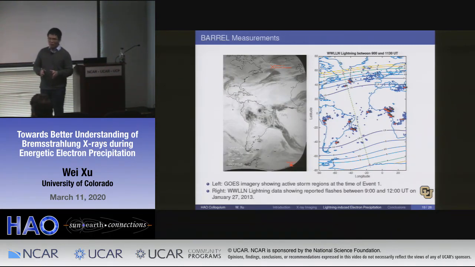The best lightning discharge we found is around 45 degrees latitude, most likely from this storm. But we need a peak current of more than 300 kiloamps for the lightning discharge to explain BARREL measurements. We cannot find such a lightning flash in the lightning detection networks. The largest peak current we found is around 160 kiloamps.